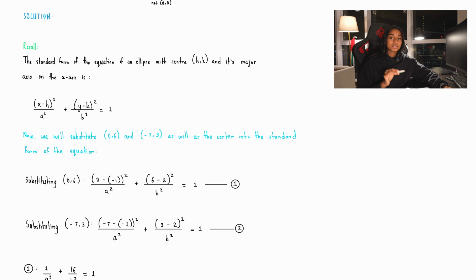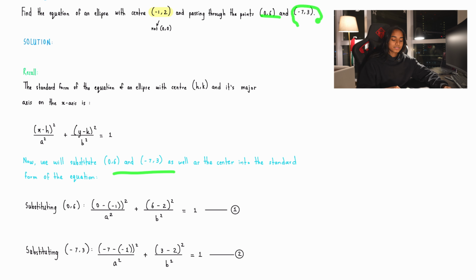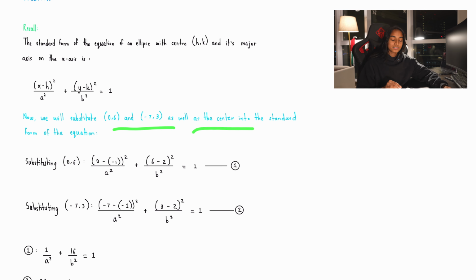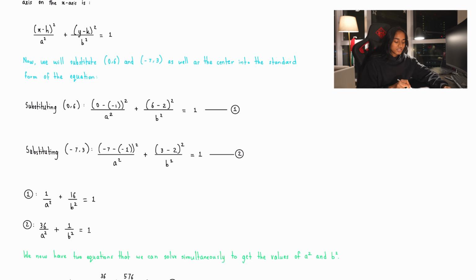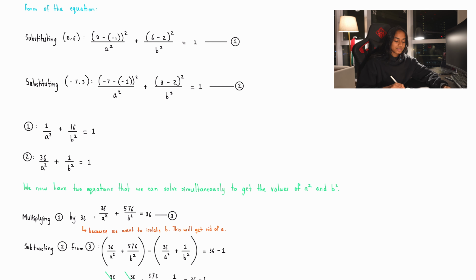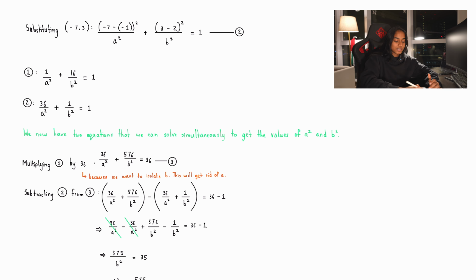So what we're going to do is substitute the two points that we have, (0, 6) and (minus 7, 3), as well as the center into the standard form of the equation, and we're going to get two equations. So we're going to substitute (0, 6) first, then (minus 7, 3). Make sure you are aware that these are negative signs, so be careful. And we end up with these two equations. So now you are all probably familiar with simultaneous equations, and we are going to solve them simultaneously to be able to find the values of a squared and b squared.